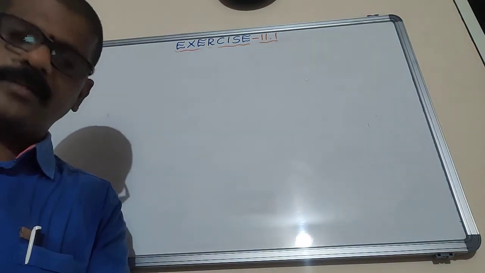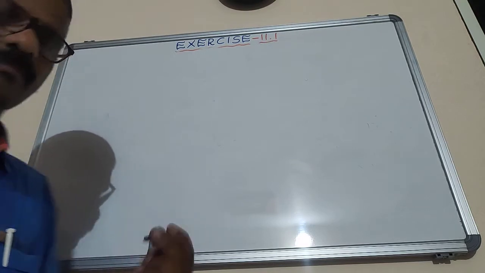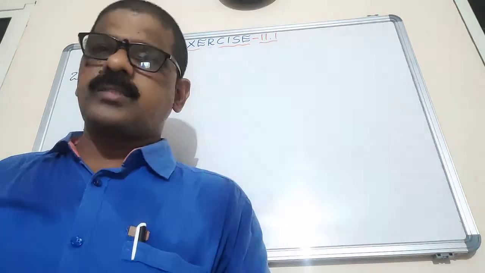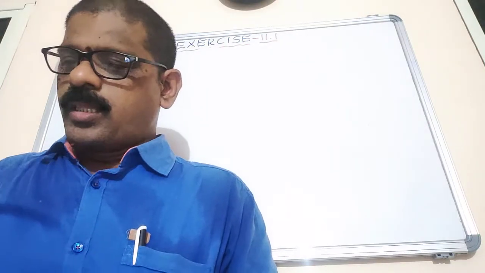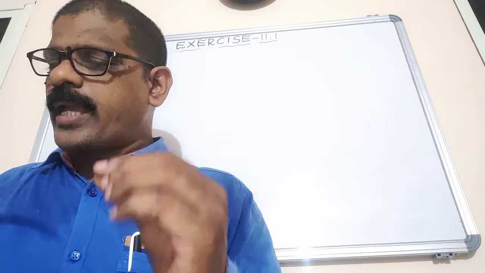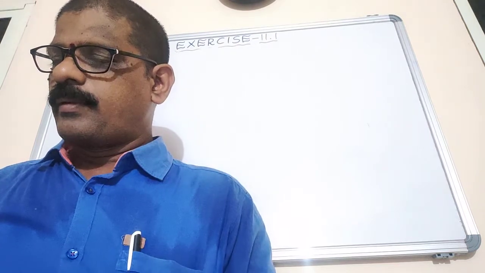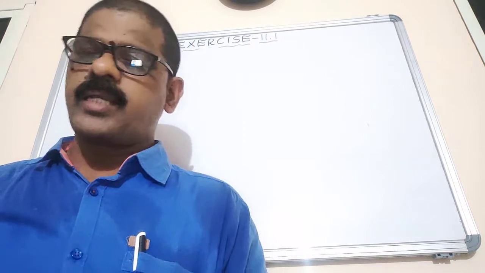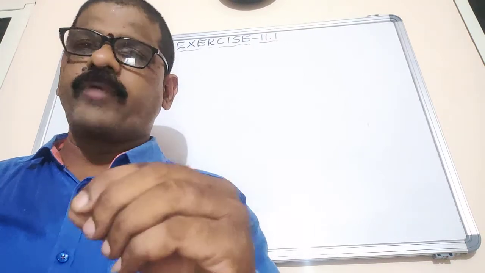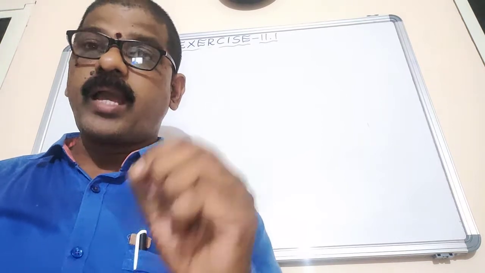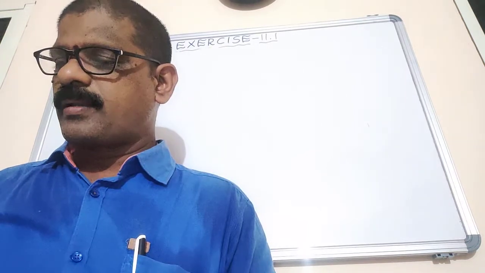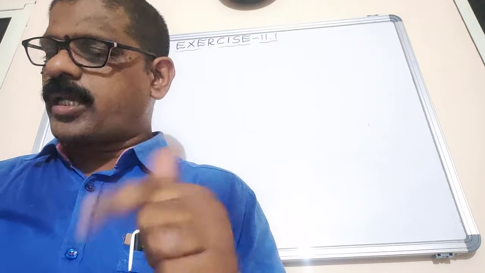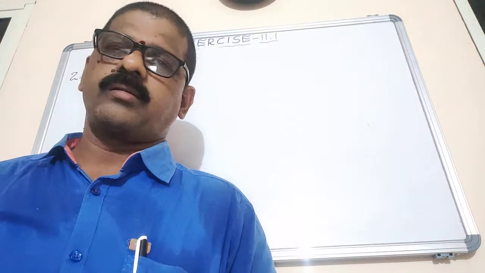Now the next question, the second question. What is the second question from exercise 11.1? The sides of a right angle triangle PQR, in which PQ equals 7 centimeters, QR equals 25 centimeters, and angle P equals 90 degrees respectively. Then find tan Q minus tan R.